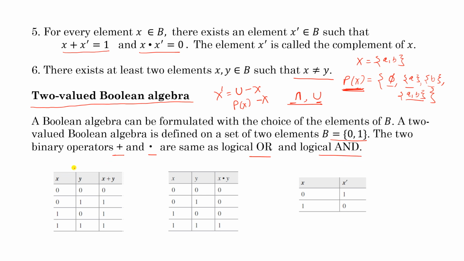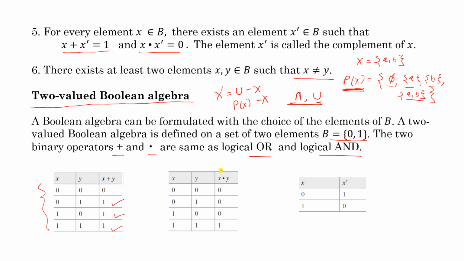You know how to form the truth table. If you form the truth table of logical OR, x plus y, this logical OR is true when one of the two variables is true. So four combinations will be there for two variables. If one of the two variables is true: when y is true, this is true; x is true, this is true; and both are true, this is true. So this is logical OR.